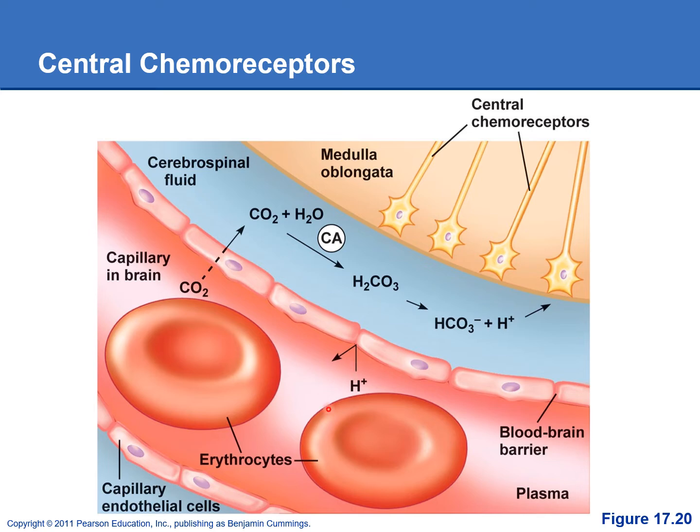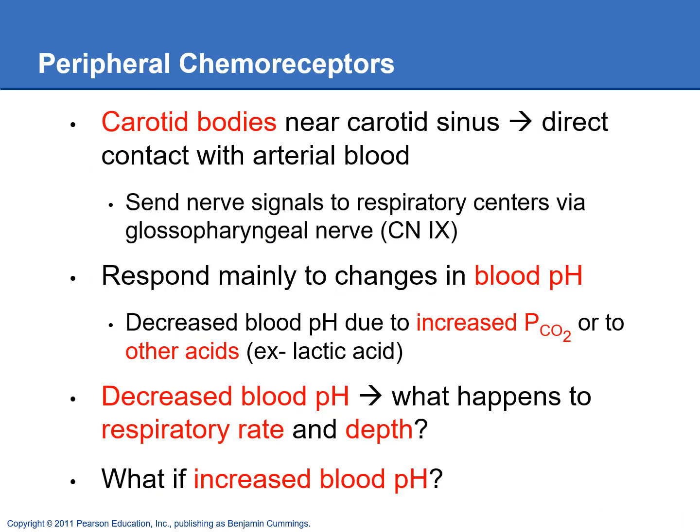Notice that the hydrogen ions that are in the blood cannot cross the blood-brain barrier, and so the central chemoreceptors can't respond to the blood pH or the hydrogen ions that are in the blood. The other type of chemoreceptors are the peripheral chemoreceptors. They're located in the carotid bodies, which are in the carotid arteries, and they're in direct contact with the arterial blood. They're going to be responding mainly to changes in the blood pH, and blood pH will be changing because of the partial pressure of carbon dioxide, or maybe other acids are being produced in the body, like maybe you're exercising and producing lactic acid.